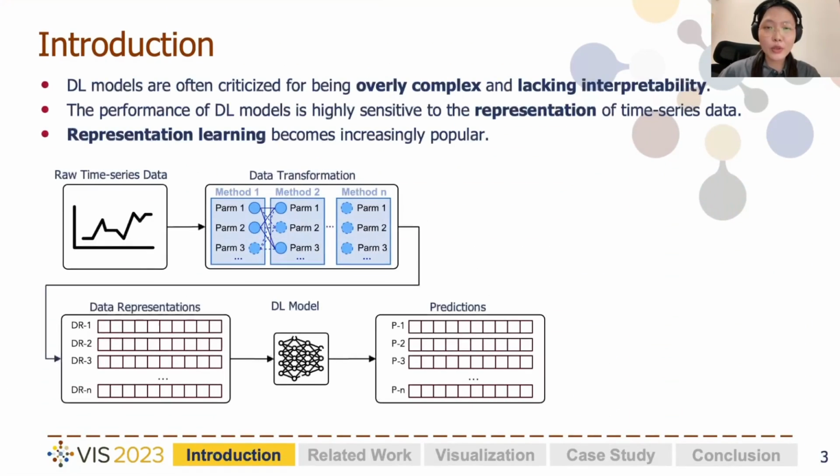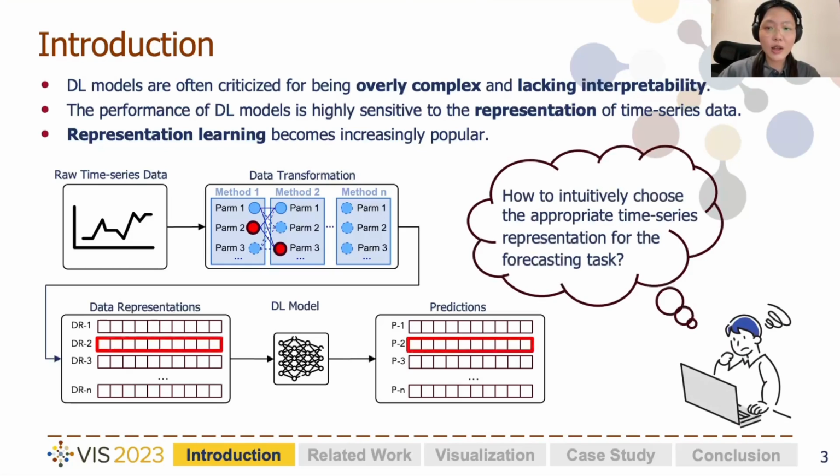Time series forecasting is a crucial research problem with an increasing emphasis on leveraging deep learning techniques in recent years. However, DL models are often criticized for being overly complex and lacking interpretability, and their behavior is highly sensitive to the representation of time series data. Recognizing the significance of data representation learning has become increasingly popular in the DL domain. For different forecasting tasks, we usually apply different transformation methods and parameters such as smoothing, normalization, aggregation, and sampling to get suitable time series representations. So, the quest for intuitively choosing appropriate data representation methods is particularly crucial.